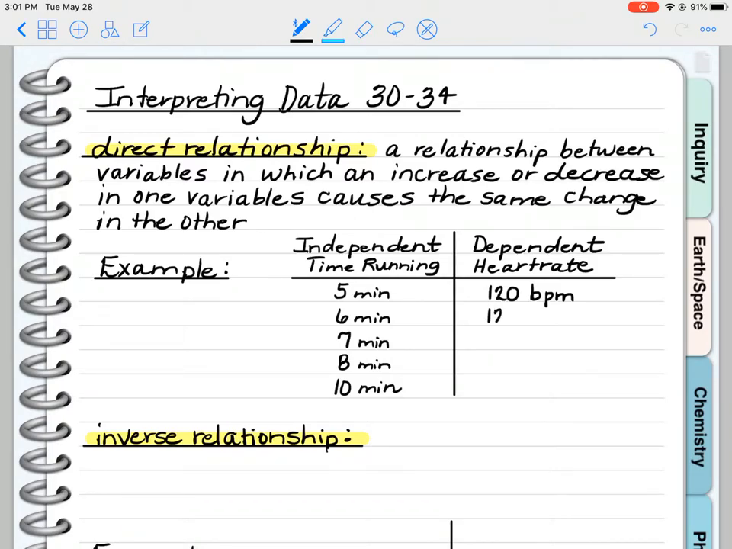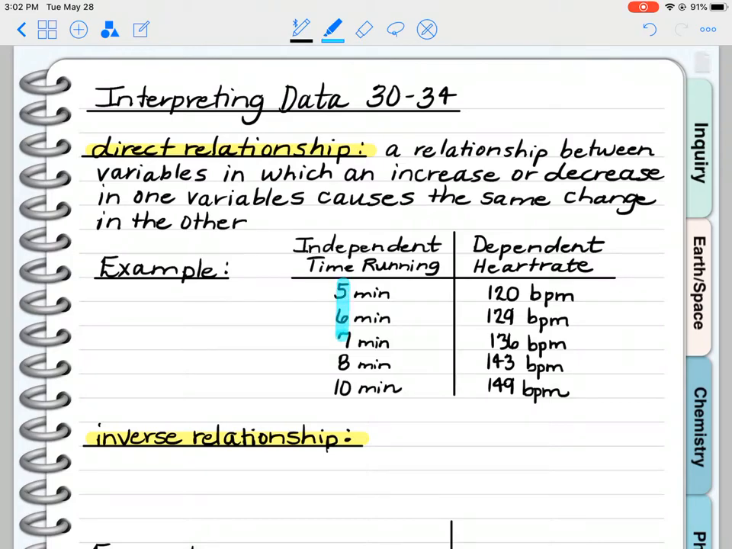Then 129 at 6 minutes. I would expect that because as I continue running, my heart is going to continue to beat harder and harder, or maybe not harder, but faster. So my beats per minute are picking up because my running time is picking up. And I'm just making up these data. It's not anything that I've actually measured. I'm just making them up off the top of my head. But here's what I want you to see.